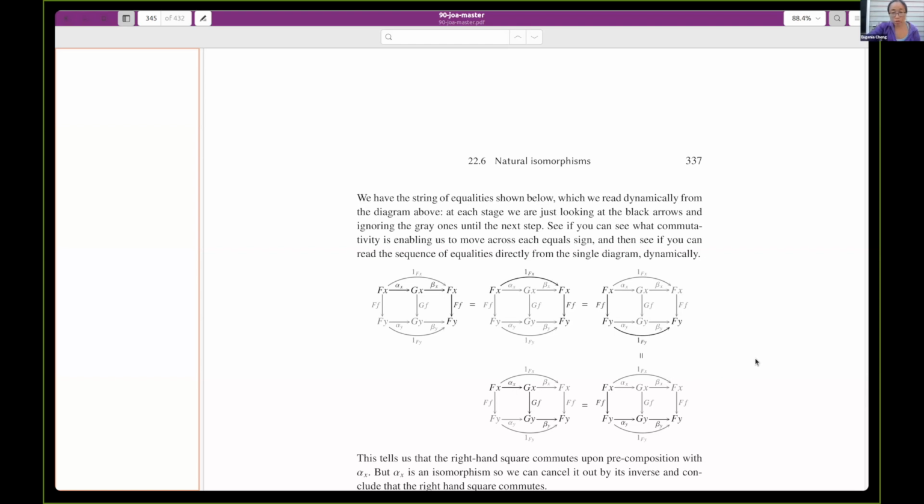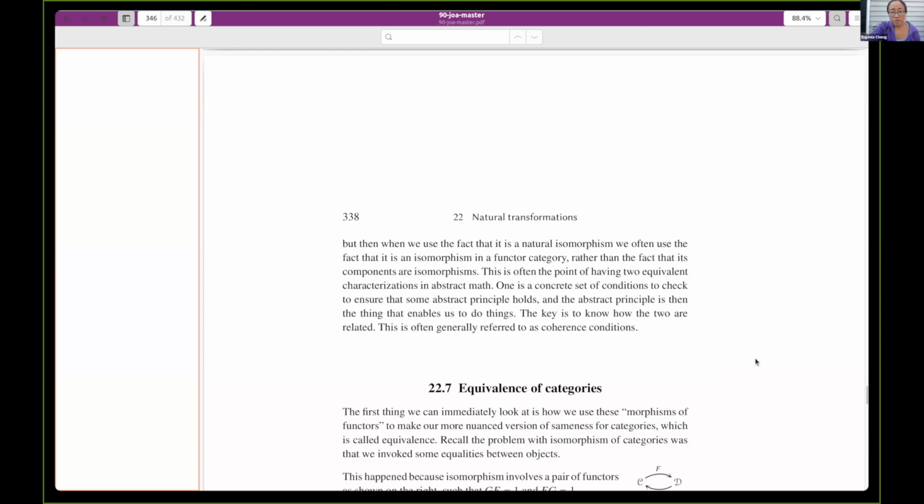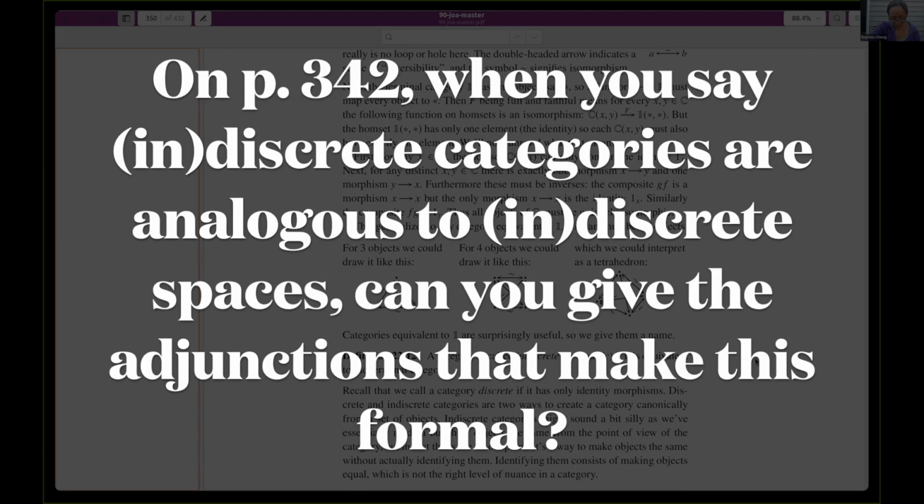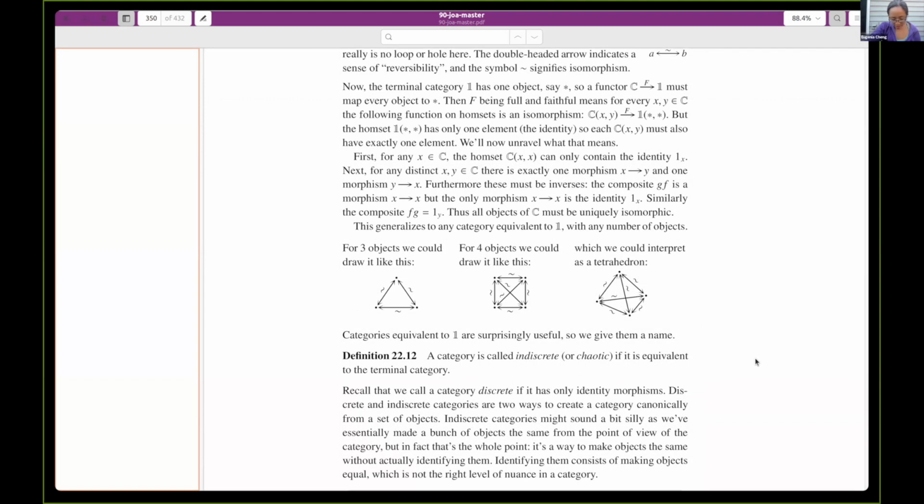Page 342 to 343, last paragraph. Discrete and indiscrete categories have opposite universal properties analogous to discrete and indiscrete spaces, which can be made formal by adjunctions. Can you give the adjunctions? Okay, so we're not doing adjunctions in this book, so I'll just do this briefly.